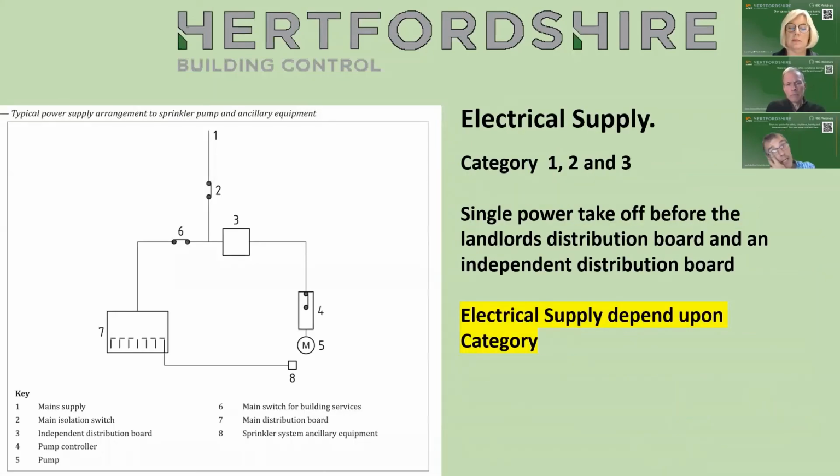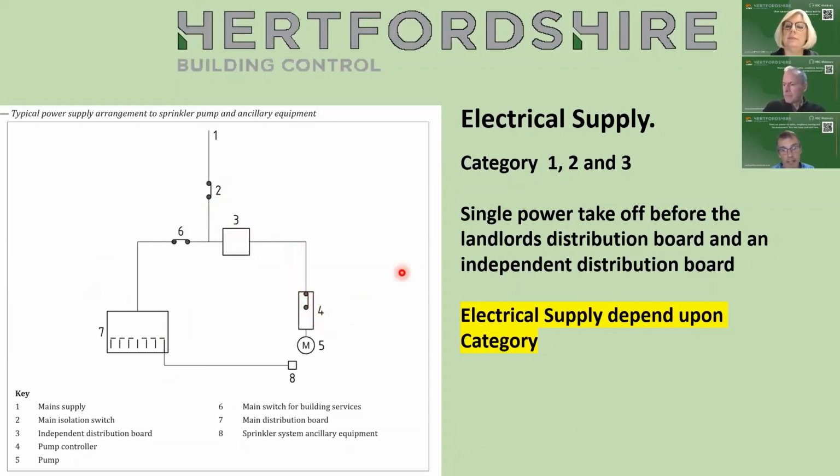We're getting close, guys. Electricity supply for category 1, 2, and 3. It's basically you take a distribution board off. If that's the main landlord's distribution board, and that is the main fuse, then you take another distribution board off to the sprinkler system just before that.